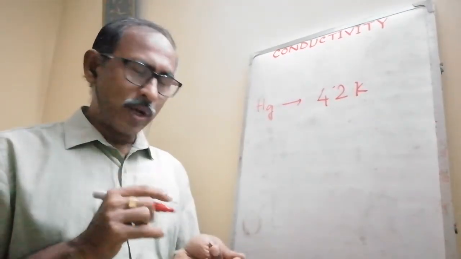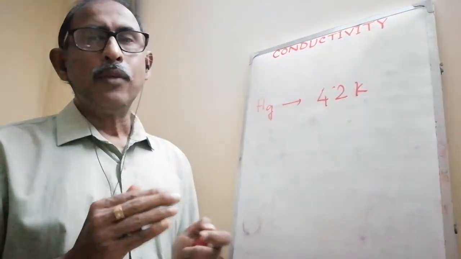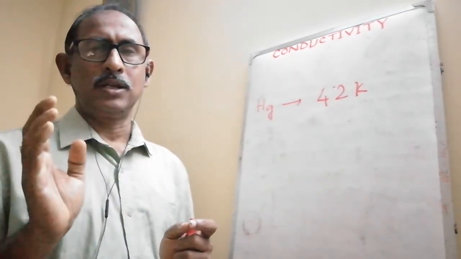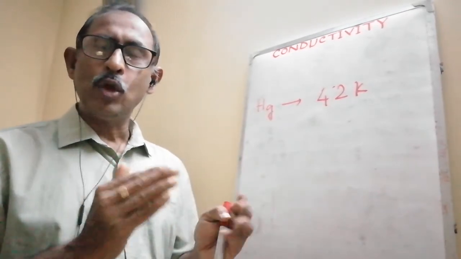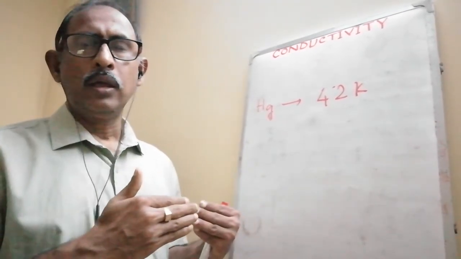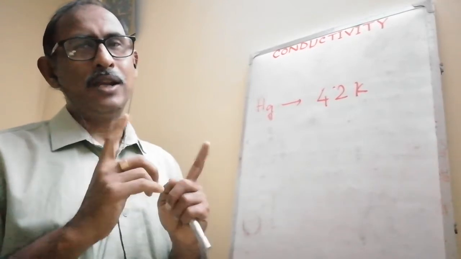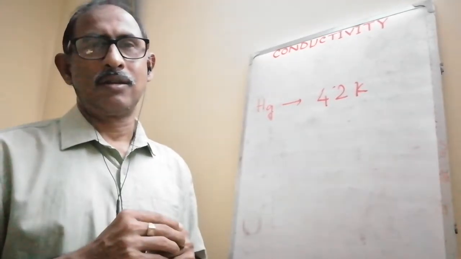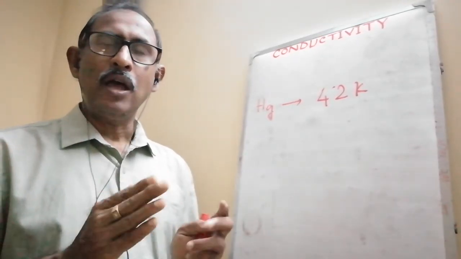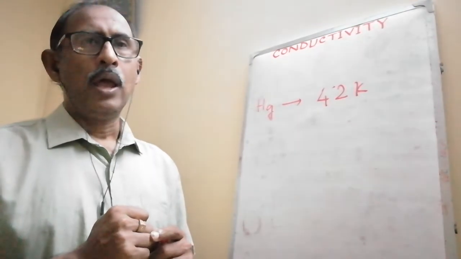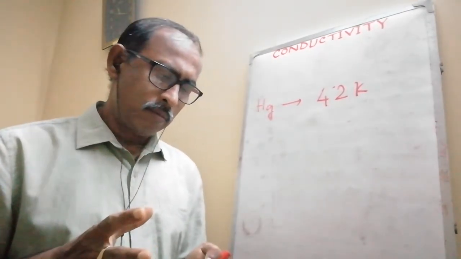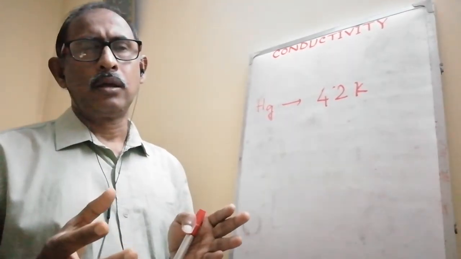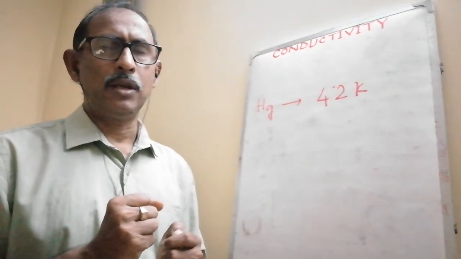What is the advantage of a superconductor? If current flows once through the superconductor, then even if we remove the source of electricity, the current remains for weeks. This is the superconductor. So these are the factors on which conductivity and resistivity depend.